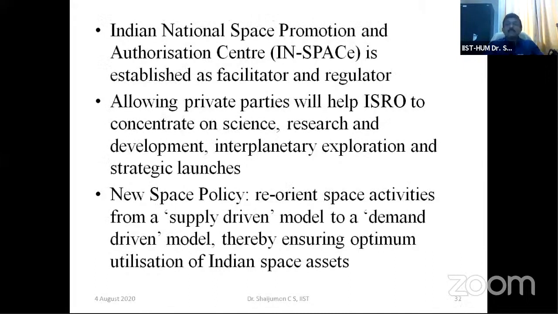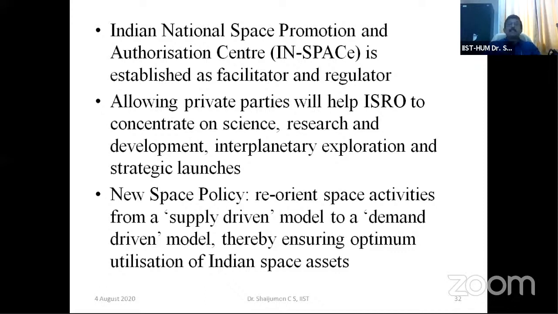Okay, so you also have the opportunity. India already announced a new space agency and regulator, the Indian National Space Promotion and Authorization Center, IN-SPACe, which will act as a facilitator and regulator for the private parties. If you are in the private sector, people like you, if you have an idea about the space sector, you can approach IN-SPACe, and they will help you to join hands with ISRO and do the business, the activities, the explorations and things like that.